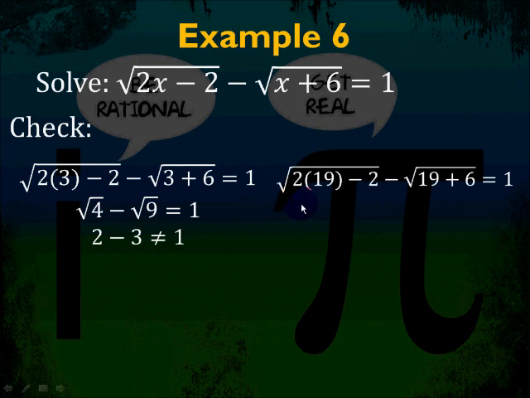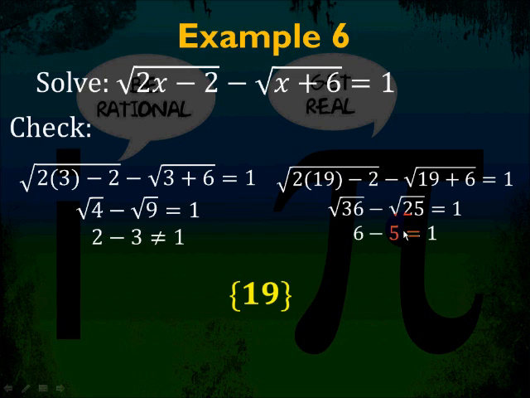Let's check 19. So 19 gets plugged in. We get radical 36 minus radical 35. That indeed is 1. So our only solution to number 6 is 19. So when you have these longer problems, make sure you're very careful when you square both sides, because that's where we can make some simple and careless mistakes.